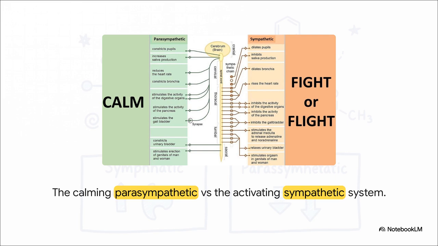When you get scared or need to instantly spring into action, this system mobilizes you. It revs up your heart, constricts blood vessels in your skin, and dilates your pupils wide open to let in maximum light so you can spot a threat.